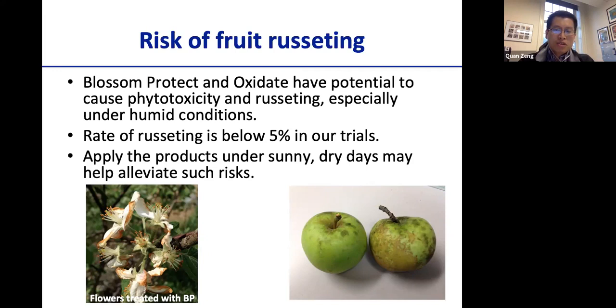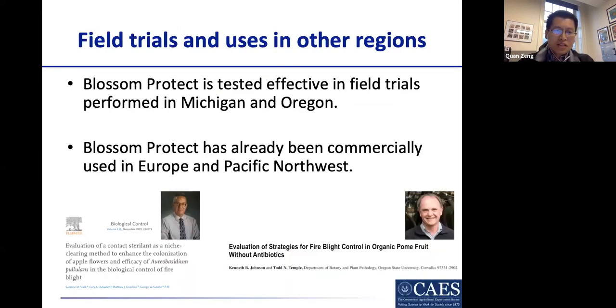I have to mention that these trials in Connecticut, we didn't even invent any of those. Similar trials have been done in other regions, such as in Michigan and in Oregon by George Sundin's group and Ken Johnson's group. They have all proved that Blossom Protect is very effective in those sites.